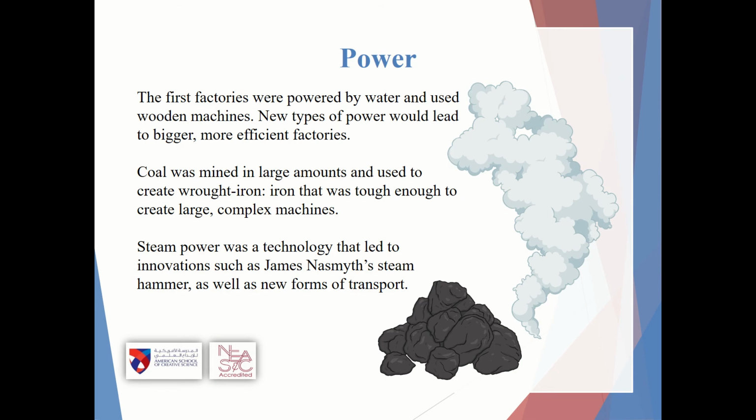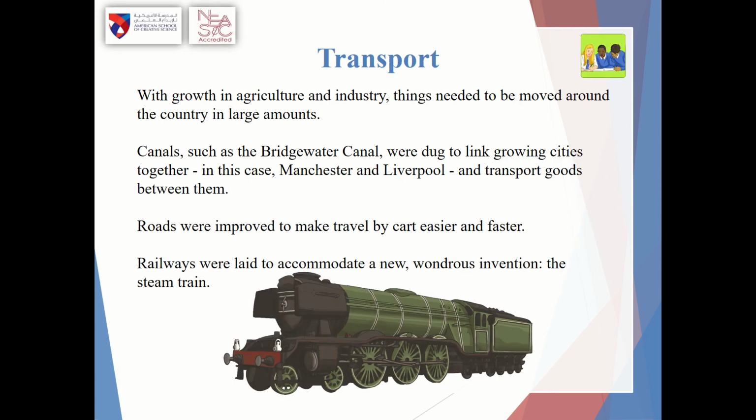The power. The first factories were powered by water and used wooden machines. New types of power would lead to bigger and more efficient factories. Coal was mined in large amounts and used to create wrought iron, iron that was tough enough to create large and complex machines. Steam power was a technology that led to innovations such as James Nasmyth's steam hammer, as well as new forms of transport.